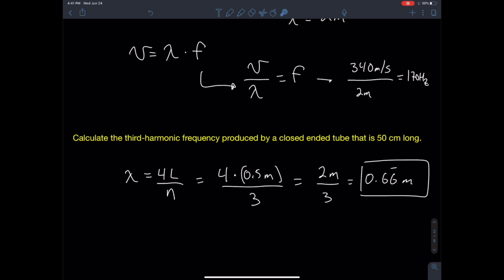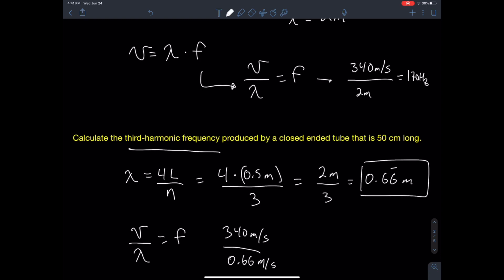And just like we did above, in order to calculate the frequency, I just have to take the speed of sound divided by that wavelength that I calculated for the third harmonic. So 340 meters per second divided by 0.66 meters should give me 3 times that value. So 3 times that value is going to be equal to around 510 hertz, which is a larger number.